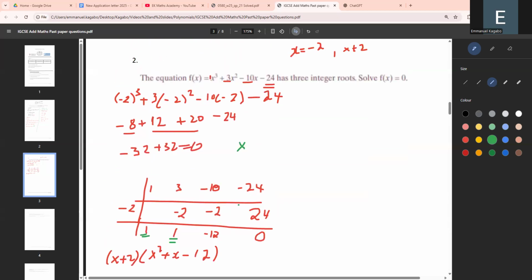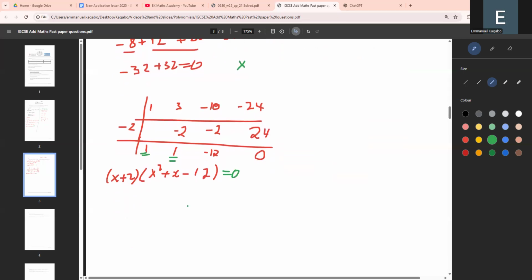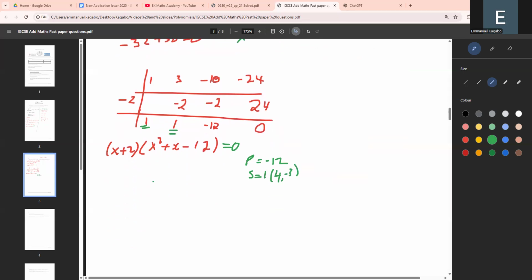Okay, they told me, by the way, to solve. So this one will be equal to 0. Now, the next step, I need to factorize this. To factorize that, I need to do product and sum. Two numbers you multiply to get negative 12, and when you add them, you get positive 1. So what are the two numbers? That's 4 and negative 3. And the coefficient of x squared is 1. So this becomes easy work.